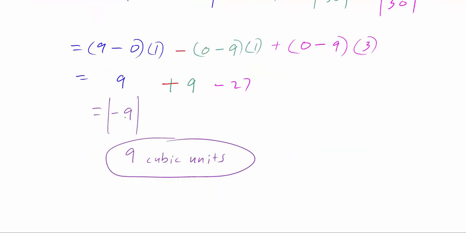But remember, we wanted to take the absolute value because remember, we were actually calculating the volume. So if you're looking for the volume, you would take the absolute value. If you're not looking for volume, then -9 would be the answer.